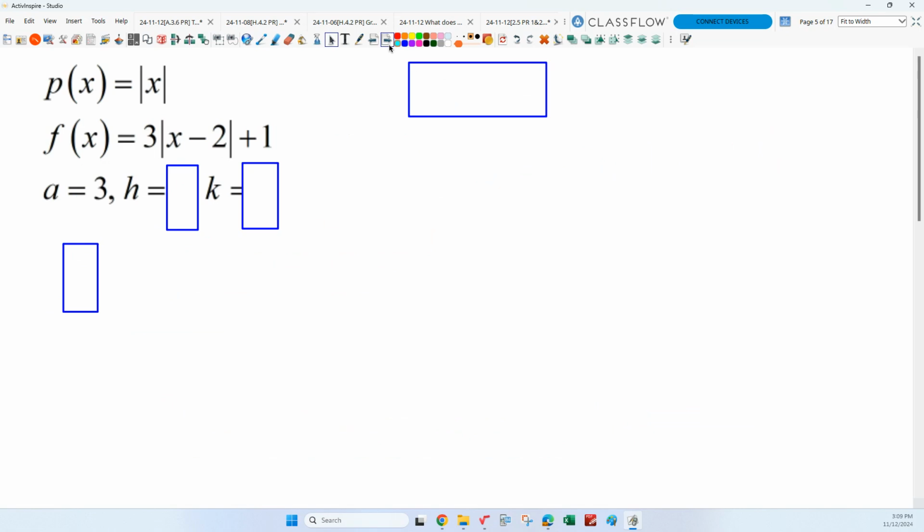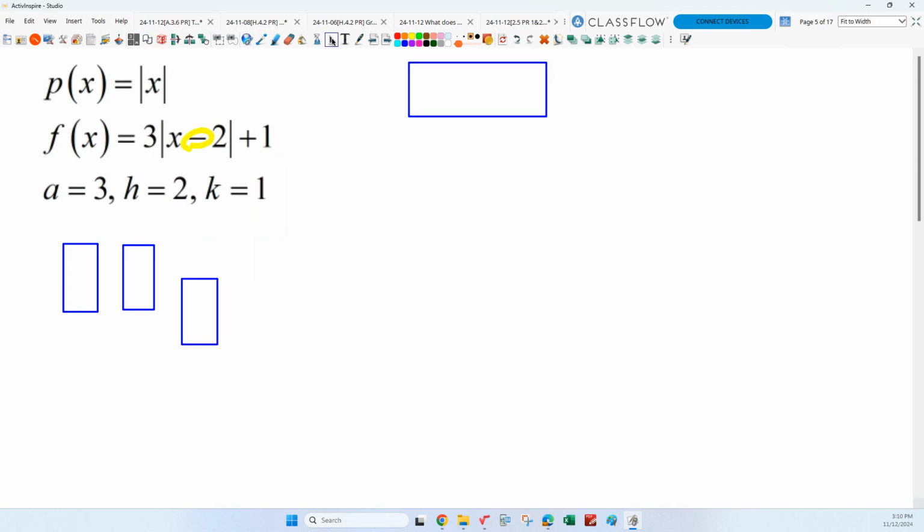What's the value of h? And be careful. Is it negative 2? No, it's 2. Because remember our trick. It's always going to be the opposite of whatever that operation is, right? So h is actually, in this case, positive 2. And what's k? 1. All right.